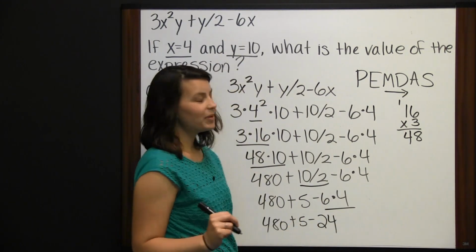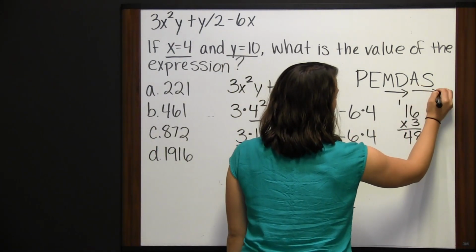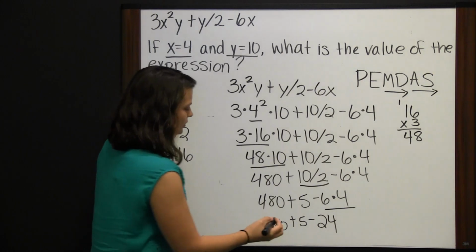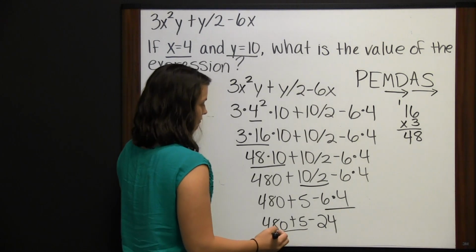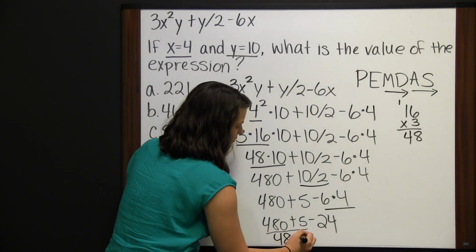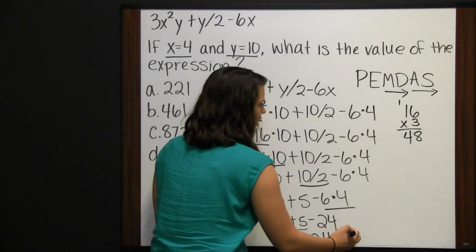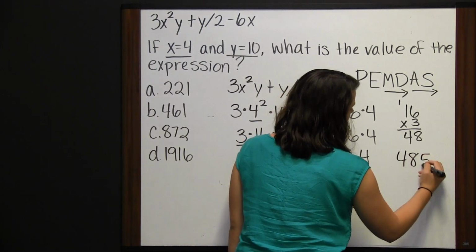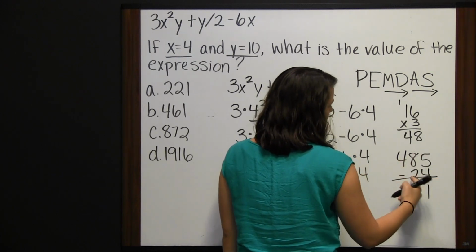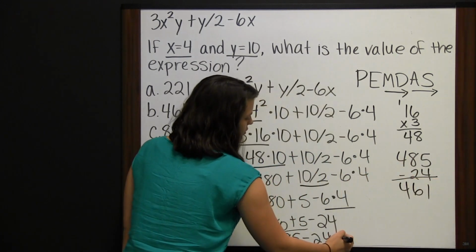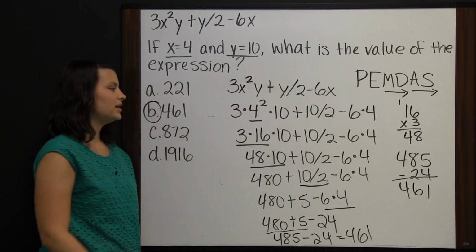Now we need to go back and consult PEMDAS. We're finished with all our multiplication and division. So now we're going to do our addition and subtraction from left to right. So that means we start with adding 480 plus 5, which gives us 485 minus 24. And 485 minus 24, we can work that off to the side. 5 minus 4 is 1, 8 minus 2 is 6, and we bring down the 4, so we get 461, which is answer choice B.